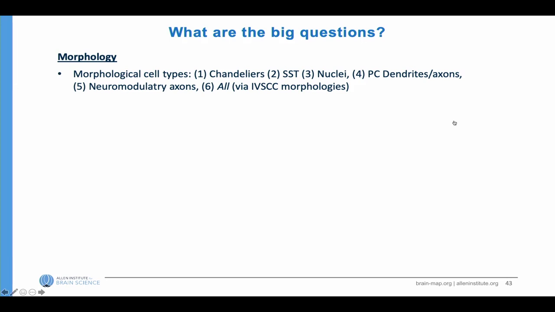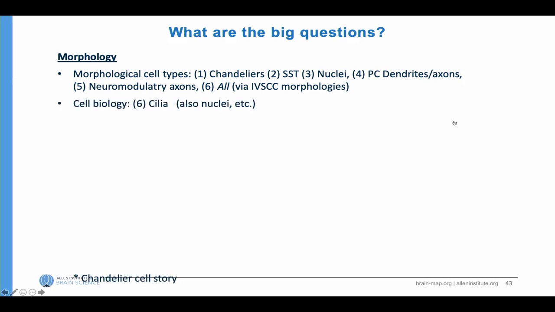Morphological cell types. We have 5 studies going on. We have the chandelier cells, the somatostatin cells from Claire and Stacy, the nuclei, the pyramidal cell dendrites and axons, the neuromodulatory axons, and this sort of back burner all category, which, so what's this good for? It's good for perhaps doing CAP answers to just all these individual classic questions. But there's also the all category. What is the matrix? What does the W alpha beta look like?